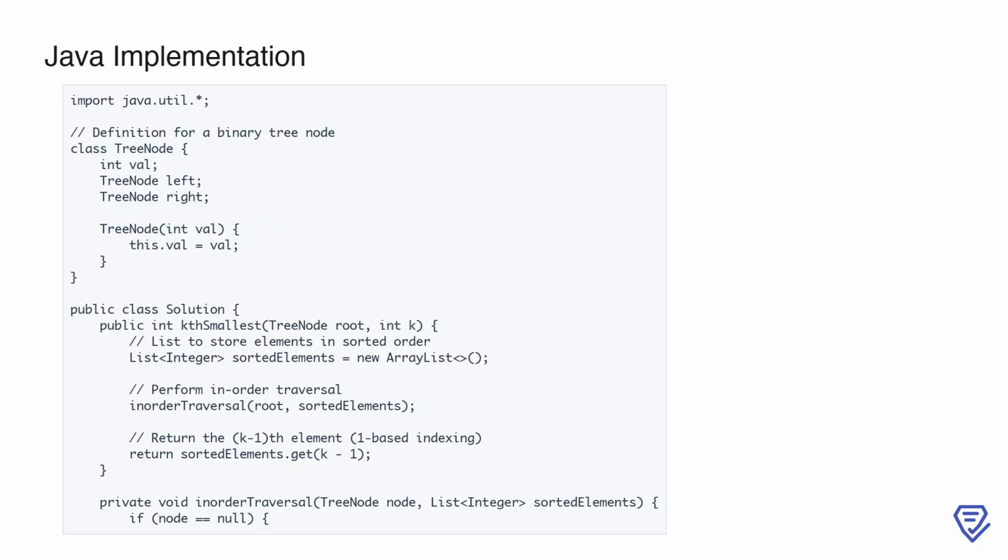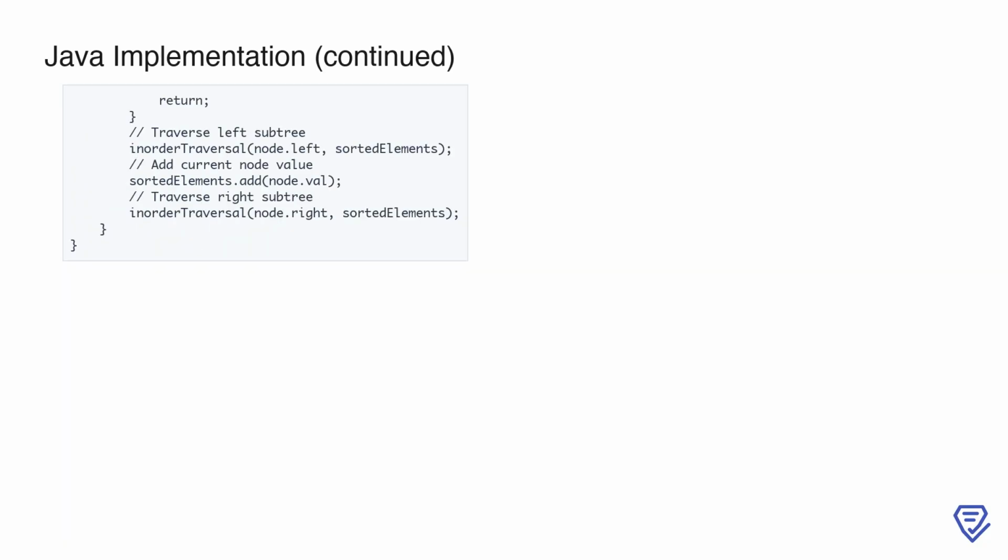To achieve this, we create a list called sorted_elements to store the values of the tree nodes in sorted order. We then perform an in-order traversal of the tree, which naturally visits the nodes in ascending order for a BST. After populating the list, we retrieve the k-1th element, as lists in Java are 0-based, but k is 1-based, hence the adjustment.